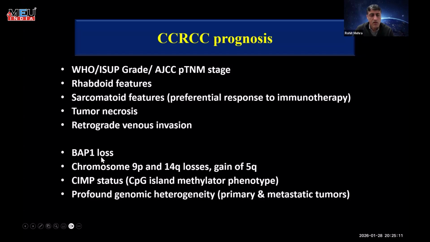At the molecular level, what we know is that BAP1 loss, chromosome 9 and 14 losses, gain of 5q, as well as the CIMP status, or the methylation phenotype of these different renal tumors is also important. And I will share a little bit more about this in the coming slides. And then profound genomic intratumoral heterogeneity, whether it's primary tumor or metastatic tumor, is now also known to be a contributor towards poor prognosis for patients with clear cell renal cell carcinoma.